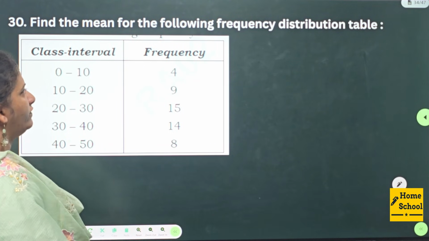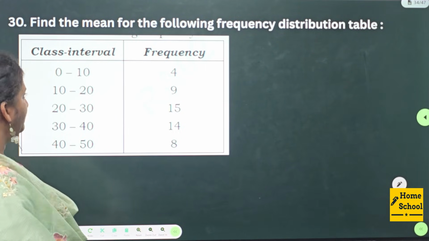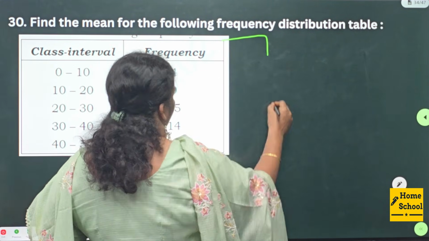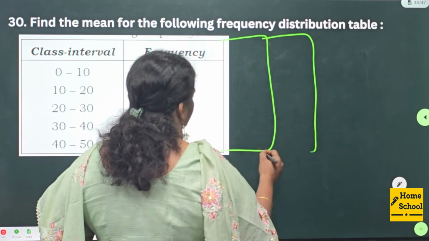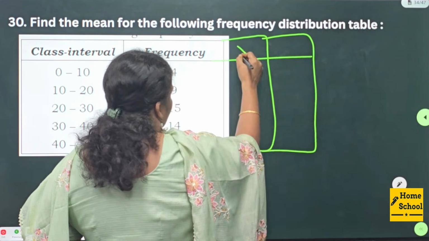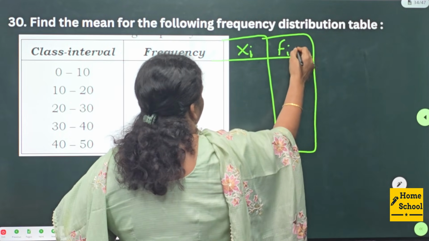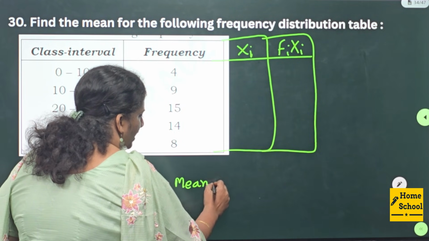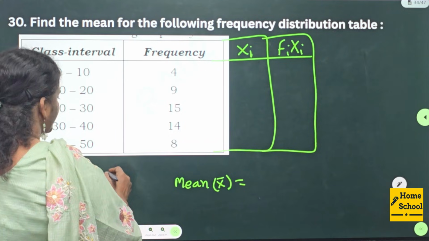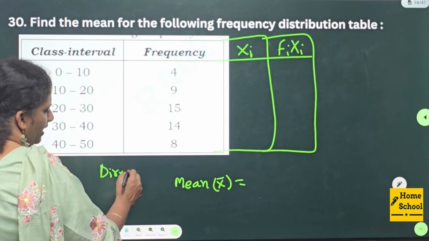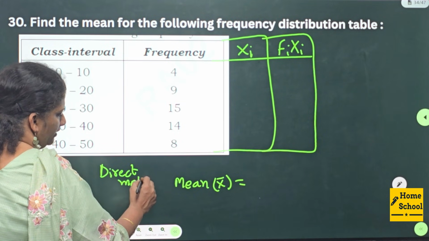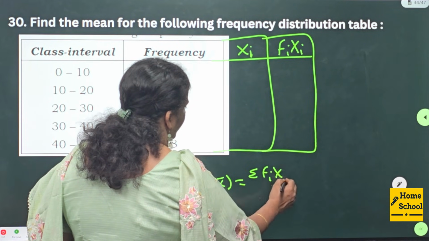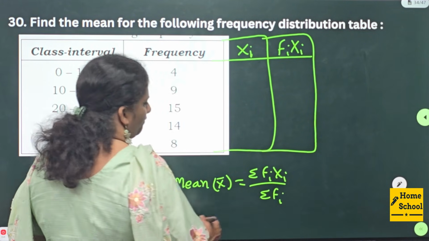30. Find the mean for the following frequency distribution table. Class interval and frequency are given. We are going to find this table's mean by taking 2 more extra columns. What is this? Xi, class mark. Fi, Xi. We know mean x bar is equal to... Which method are we going to use? By the direct method. We know the formula: summation Fi Xi by summation Fi.